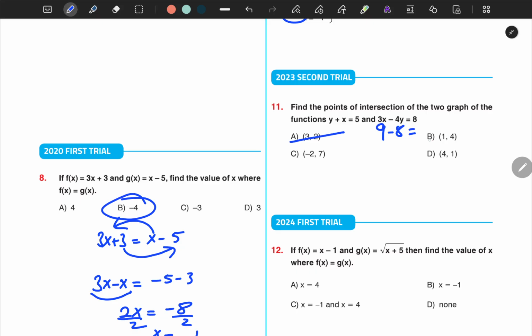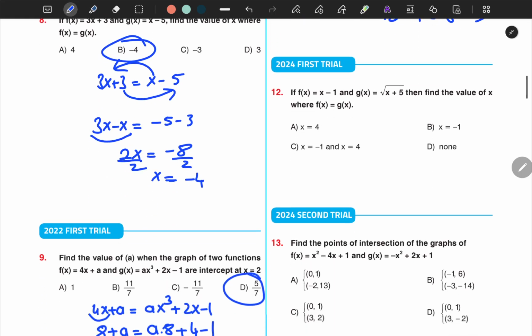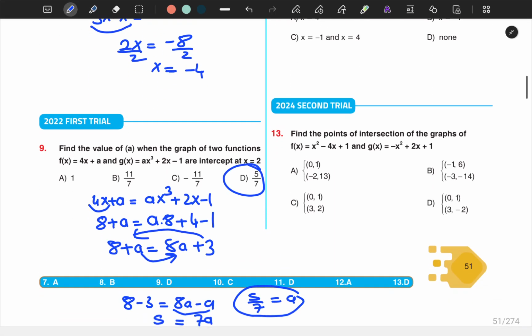If I replace 1 and 4, it will be wrong because the result will be negative. Let me check D. 3 times 4, 12. Minus 4 times 1 is 4. Is it equal to 8? Yes. So it means that D is correct option. You see, guys, that's it. It is that much easy.